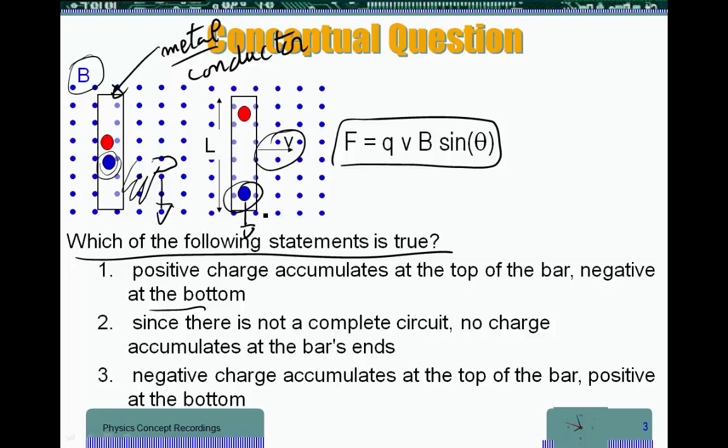If it were a negative charge, for velocity I use the opposite direction. So then my thumb is going to point that way. My fingers are still going to point outwards, so the force is up. And we see our charges being pushed upwards. So if my positive charges are pushed downwards, negative charges are pushed upwards, then that tells us we are going to have negative charges accumulating at the top, positive charges accumulating at the bottom.